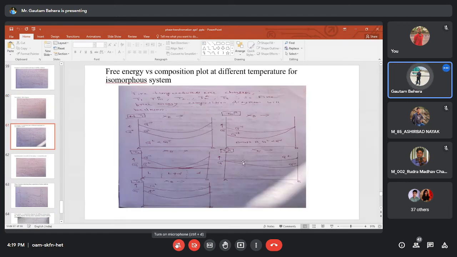This is the curve, TMA, right? G alpha from B end, if you go towards A end, G alpha is lower position because alpha phase is stable, but liquid phase is unstable. But at pure end B, both are stable, so they will intersect. I think up to this it is clear.